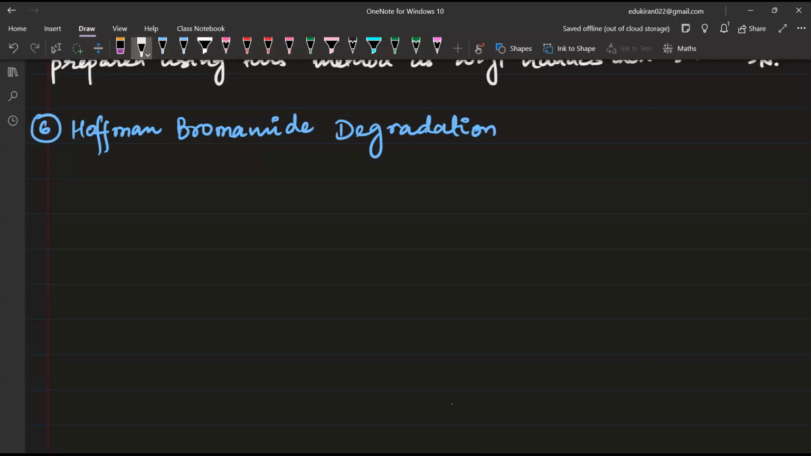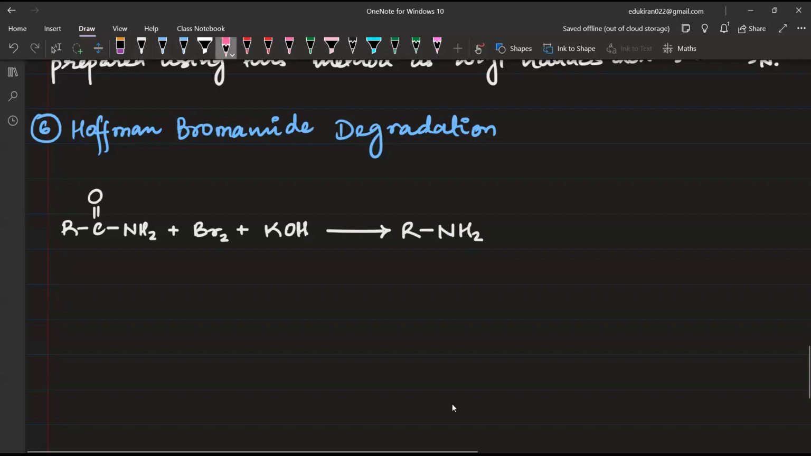Now, the reagents are already present. You need bromine and amide. So amide पहले बना लेते हैं. You will have R, C double bond O, NH2 plus bromine, that is Br2, plus you need KOH. We need a base, that is KOH. This will give you, just remove the C double bond O from here, तो आपको क्या मिल जाएगा? Primary amine, RNH2.